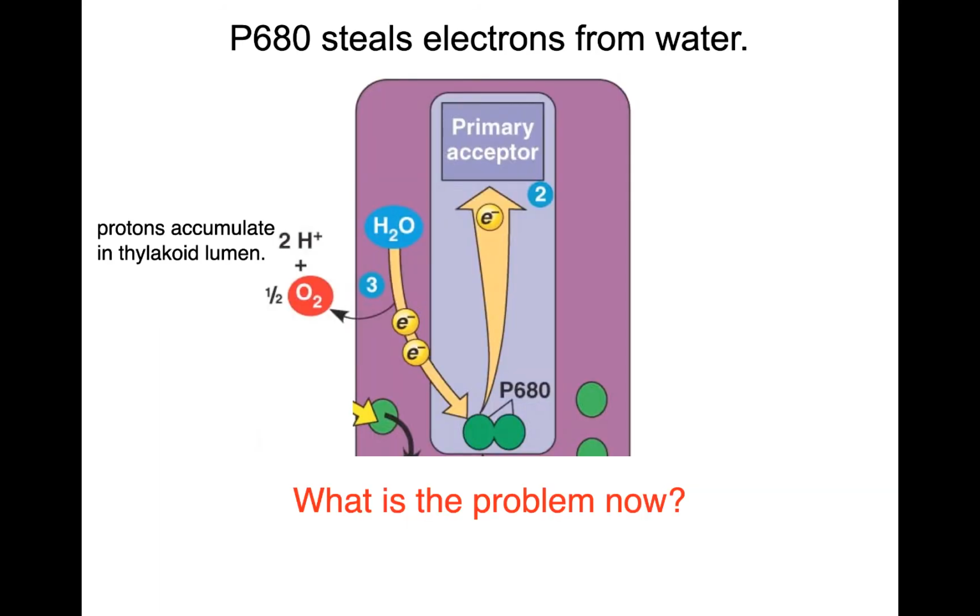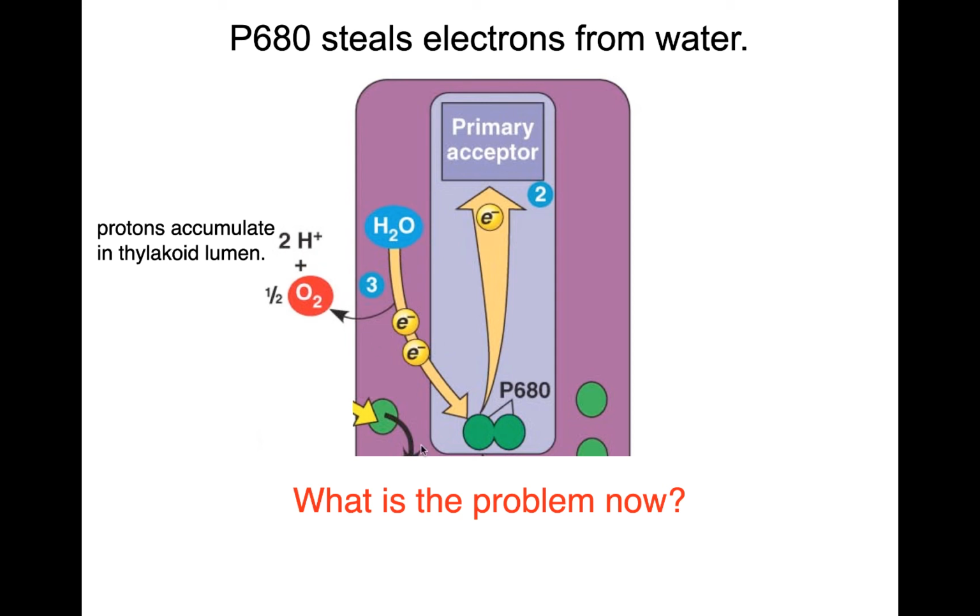So that's exactly what happens. Here, within photosystem 2, here's our P680. It can naturally, in an exergonic reaction, steal electrons from water, and that water then becomes, the oxygen part of it becomes O2. The hydrogen parts of it become protons that go into increasing the concentration of protons within the thylakoid lumen.